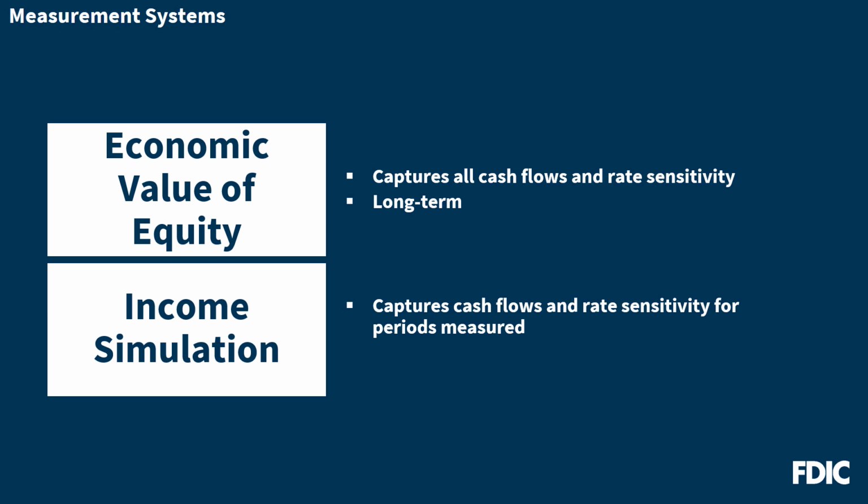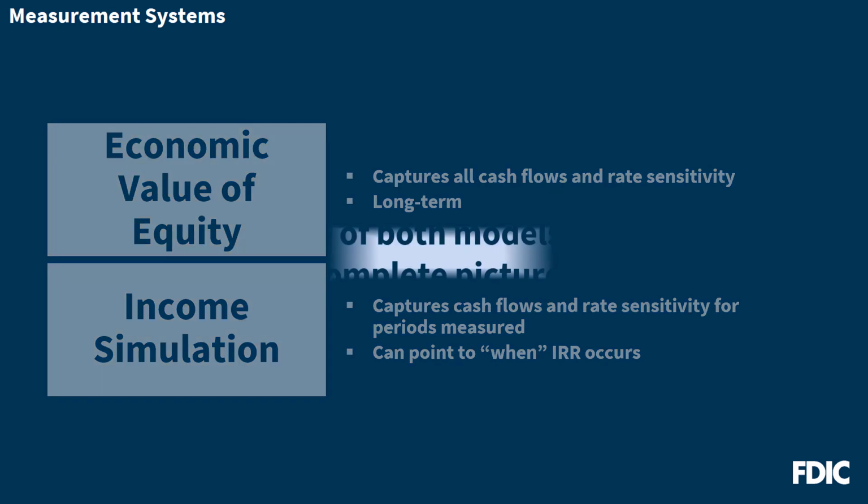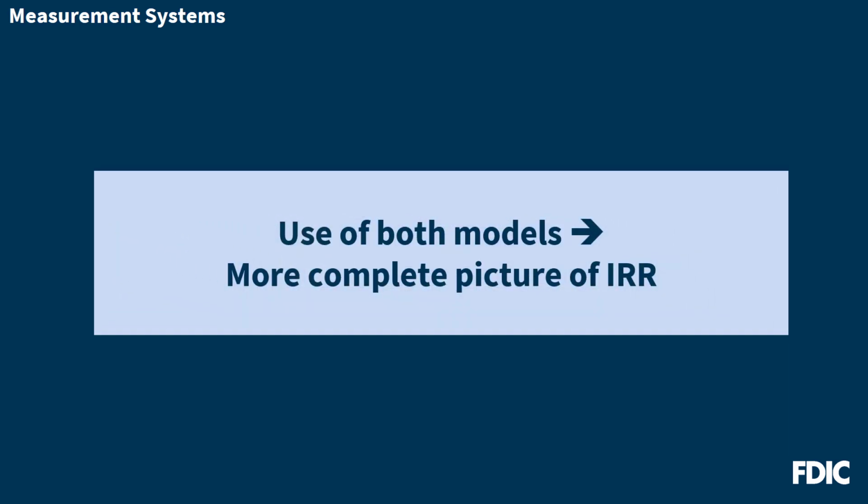Because the income simulation is performed for specific time periods, it allows banks to identify when the interest rate risk occurs, which the EVE can't do. Therefore, using a combination of both models provides banks with a more complete picture of the interest rate risk exposure.